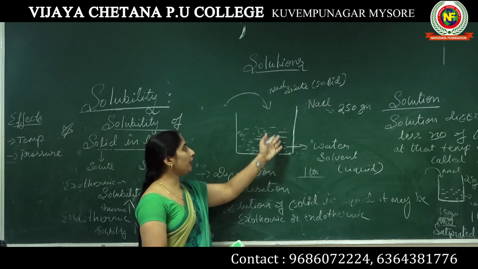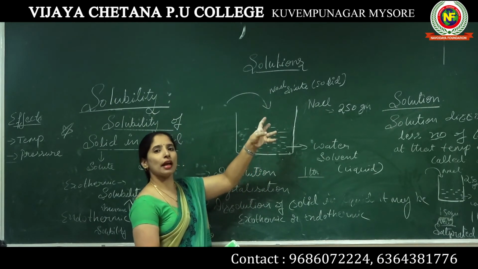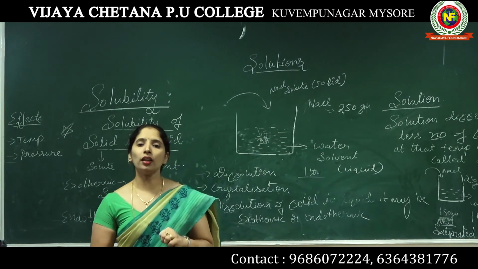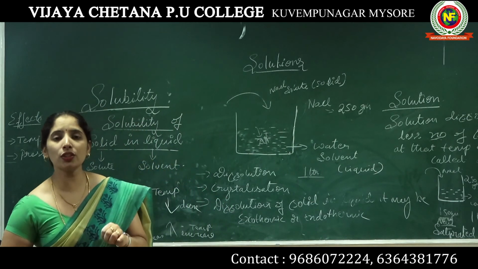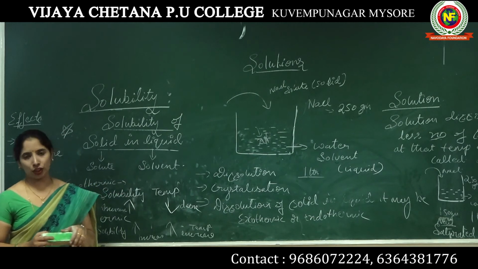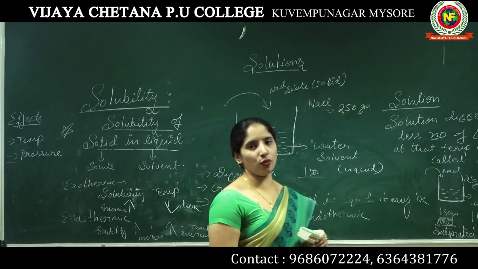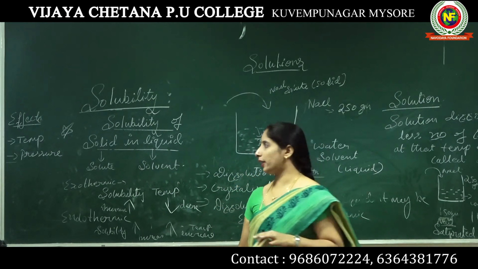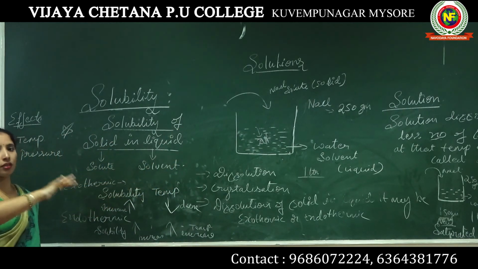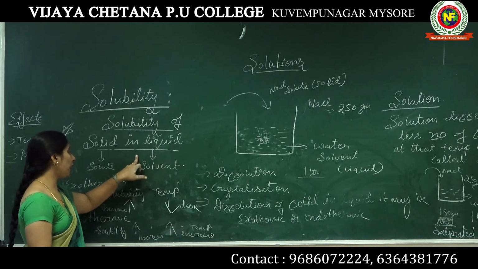So when the solid and the liquid get dissolved, it means they have some attraction. The molecules have some attraction with each other, and we call that the intermolecular force of attraction between these two molecules. Based on that, they dissolve in each other. So this is how solubility takes place in which type? A solid in liquid.